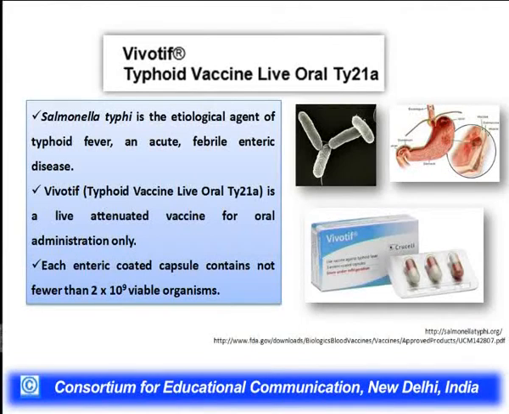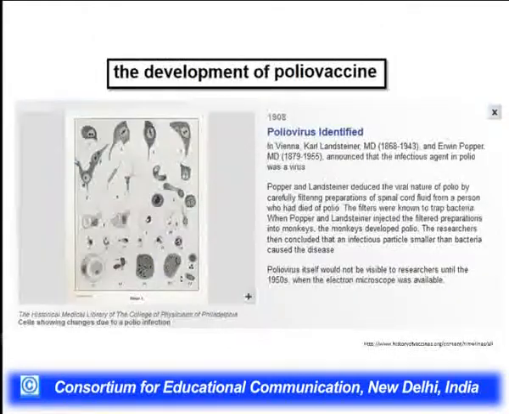There are capsules which contain not fewer than 10^9 viable organisms. We can see the capsules here, which are recommended to a person who is suffering from typhoid fever. These contain the live attenuated form of Salmonella typhi, and when they are consumed, they develop an immune response to these particular Salmonella typhi pathogens.